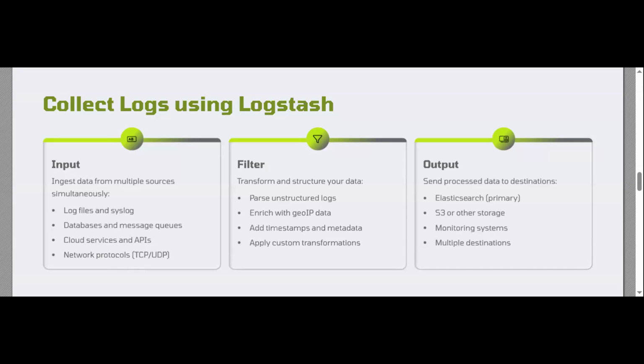So geolocation tracking, geo IP locations, IP address, add timestamps and metadata. Also, we can put filters and apply custom transformations as well. Then output: it sends processed data to destinations. Output, like in the other modules we see, right? Same thing.